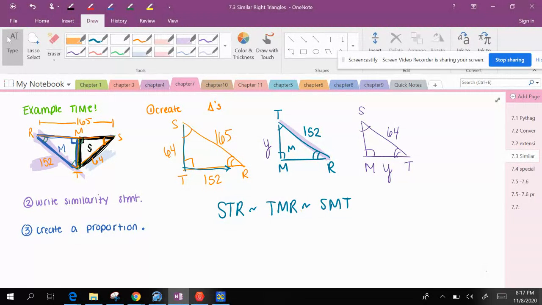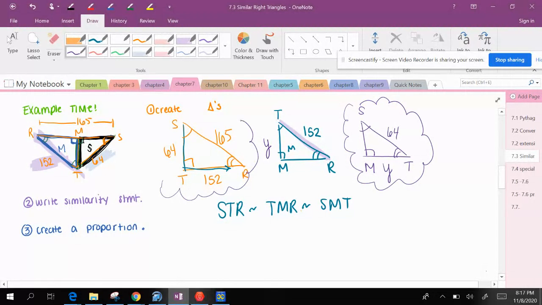So let's look at small this time. I want to compare small to large because large has all three sides to work with. Large over small. MT is Y. It matches up with what value in the large triangle? TR, which is 152. So my proportion is going to look like what? 152, large over small, Y.